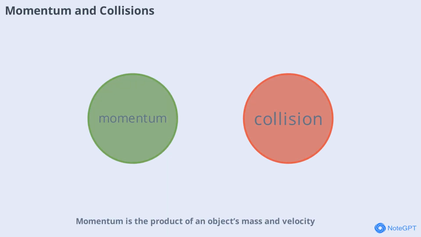Momentum is the product of an object's mass and velocity. It's a measure of how hard it is to stop a moving object. In collisions, momentum is transferred between objects, but the total momentum of the system remains constant. This principle helps us analyze everything from car crashes to billiard games.